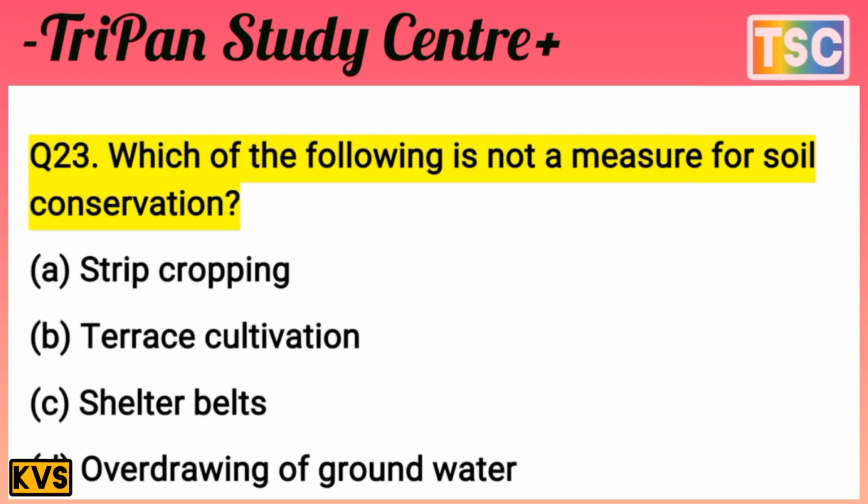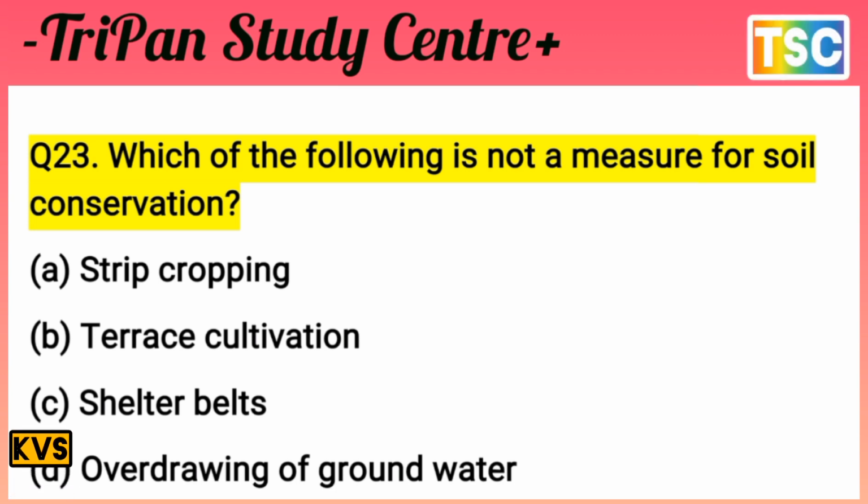The question here: which of the following is not a measure for soil conservation? That's important. A option is strip cropping, B is terrace cultivation, C is shelter belt, and D is overdrawing of groundwater. First of all, your answer is important. Test your knowledge.